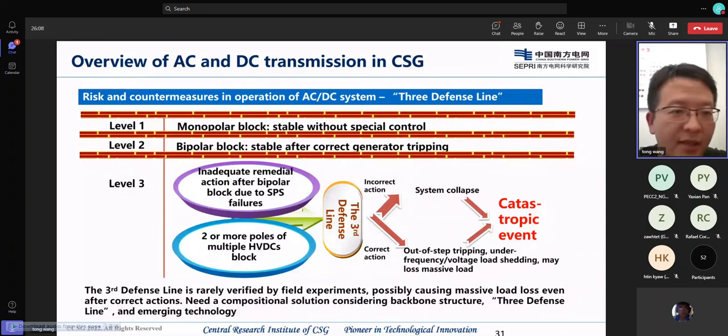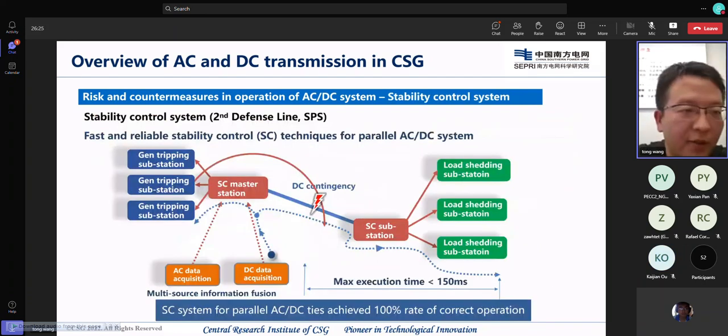And this is the second defense line in detail. We can check that we have some master stations that receive some orders for the generator tripping at the sending end, and for the receiving end, we also have some stability control substations for the load shedding. If we want this stability control system to do well, the execution time needs to be really small, and we also want the correct operation. If we do this, it's really complicated for us.